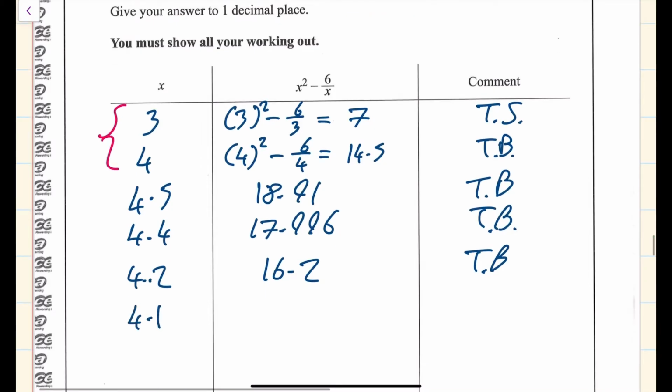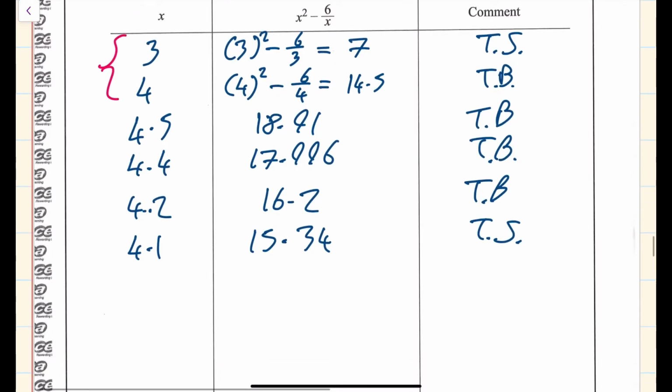Next thing you try is 4.1. 4.1 gave me 15.34, which is too small. Okay, I've got another mark here for saying it's between, I know it's between these 2 points. What I must do then is test. I have to decide which one it is. So I'm going to test the halfway mark.